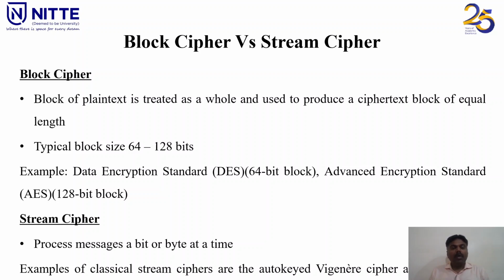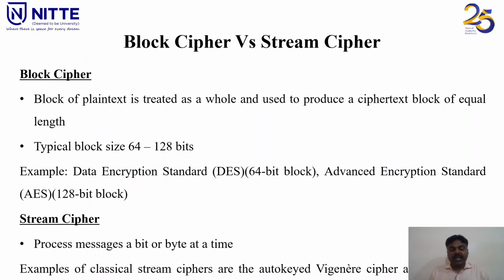In a block cipher, a block of plaintext is treated as a whole and used to produce a ciphertext block of equal length. Typically, the block size varies from 64 bits to 128 bits. Block ciphers are used, for example, in the Data Encryption Standard, in short the DES algorithm, where each message block is 64 bits. In the Advanced Encryption Standard, in short the AES algorithm, the message block size is 128 bits.